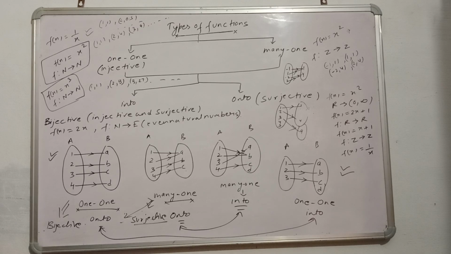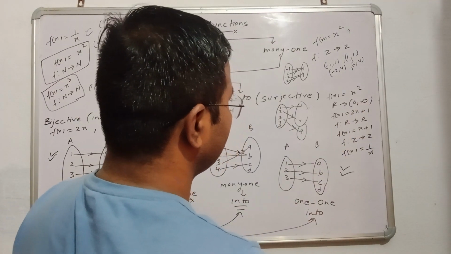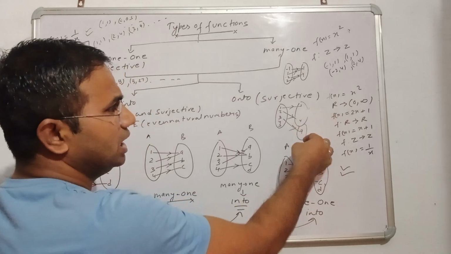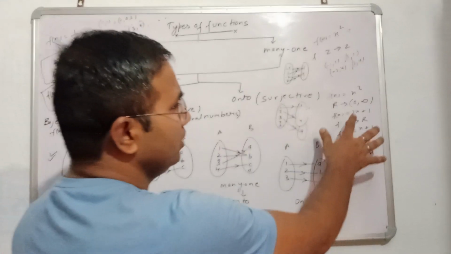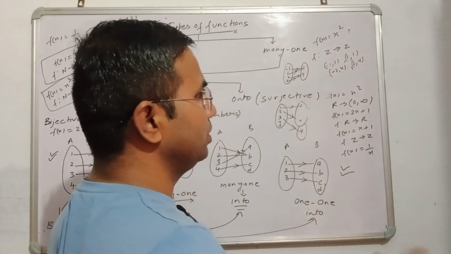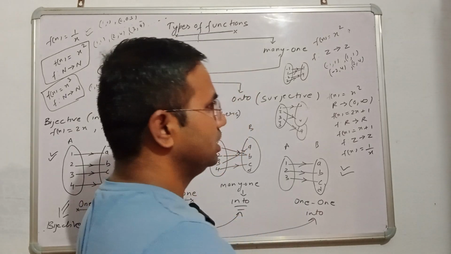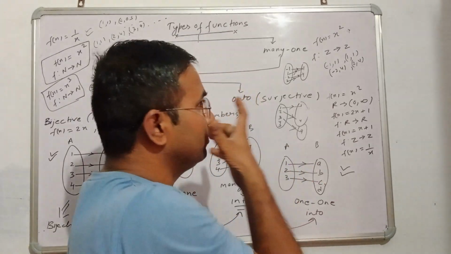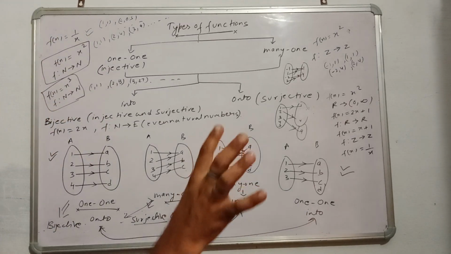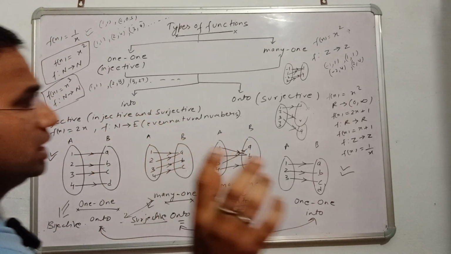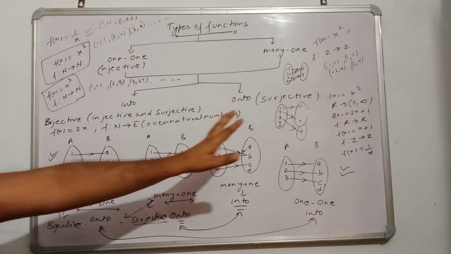See here, if you take f(x) = 2x + 1, here also these are real numbers. Now if you take 2x + 1, if you put 1, you will get 3. If you put 2, then you will get 5. Means every element has an image. So see here, this is called surjective, with no element left to be mapped. Okay, understood.